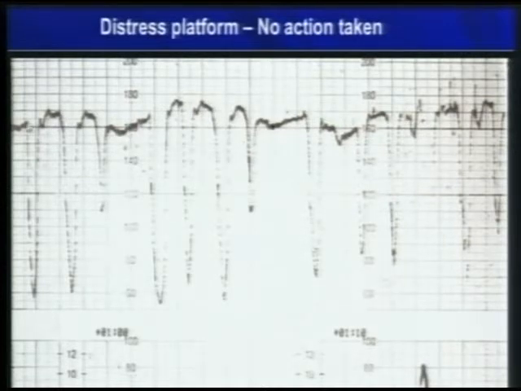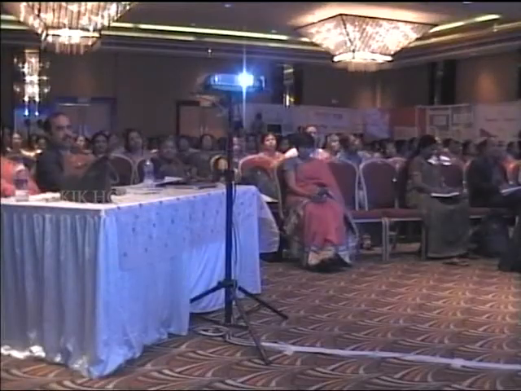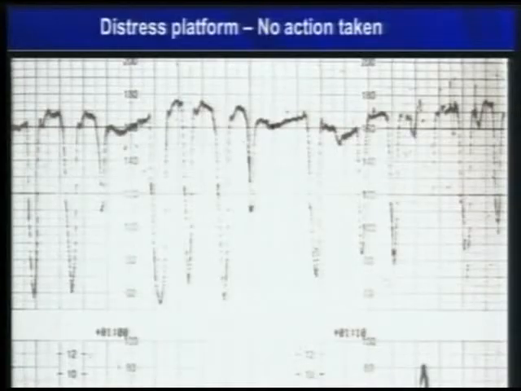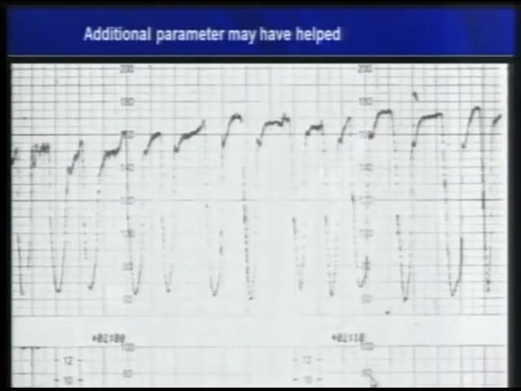And once the variability is reduced like that, like a pencil line, then within 60 minutes the babies will get acidotic. 15 to 20% will show acidosis within 1 hour. So this is at 1 o'clock, and as you could see, the depth and duration is getting worse, and they didn't do anything at 2 o'clock.